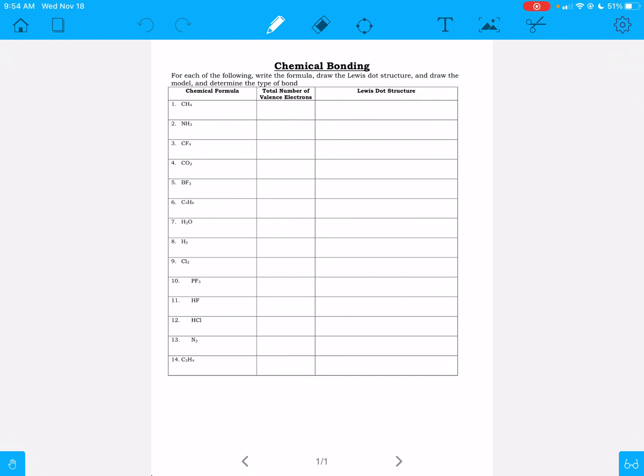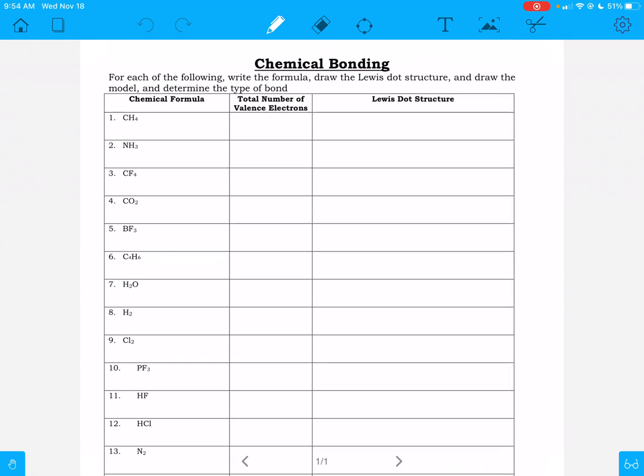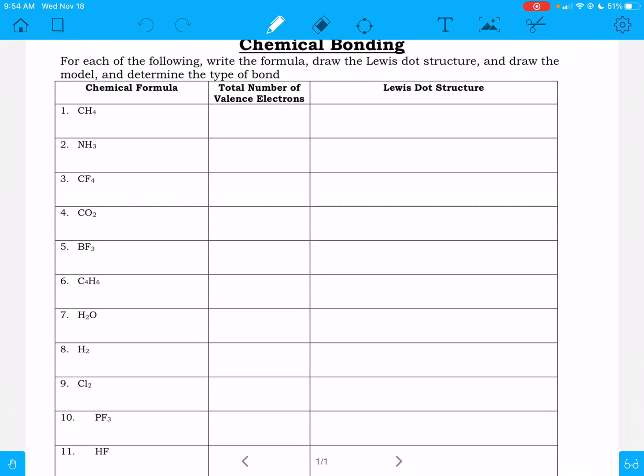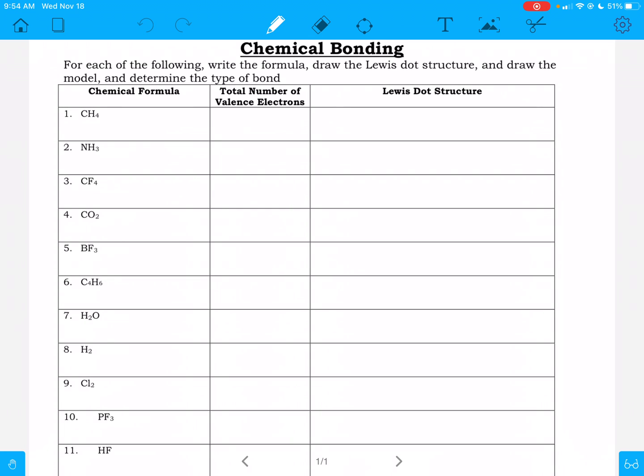Hello everyone, we're going to work on this chemical bonding worksheet today, and I'm going to go through and show you some of these as we go, and hopefully you'll be able to figure it out pretty quickly. What you need to have in front of you is a periodic table, so that you can look very quickly at the number of valence electrons for each of these atoms as we go through. I think that'll help quite a bit.